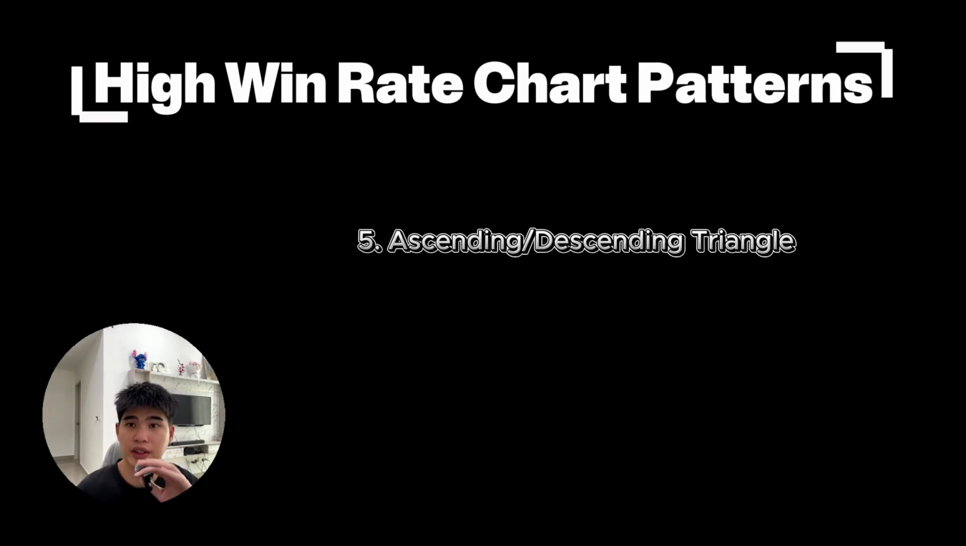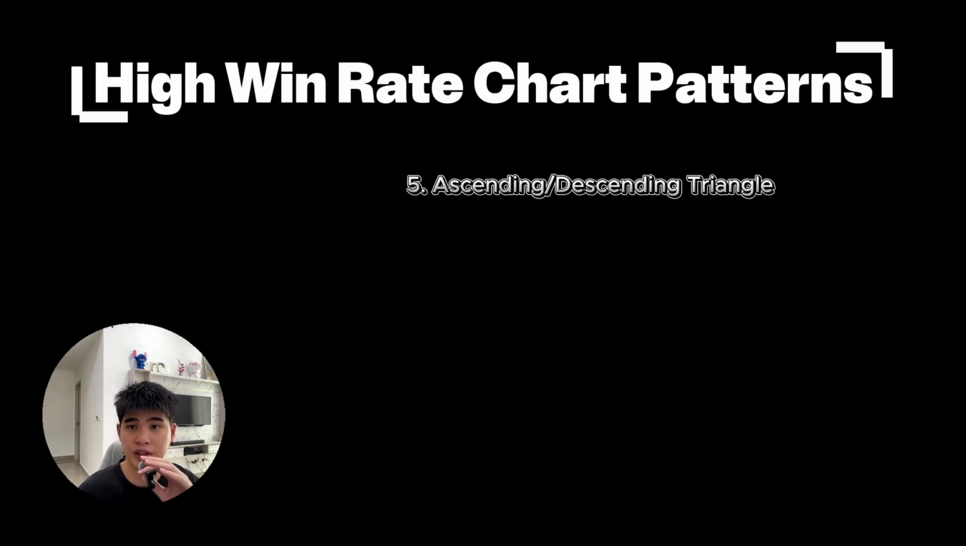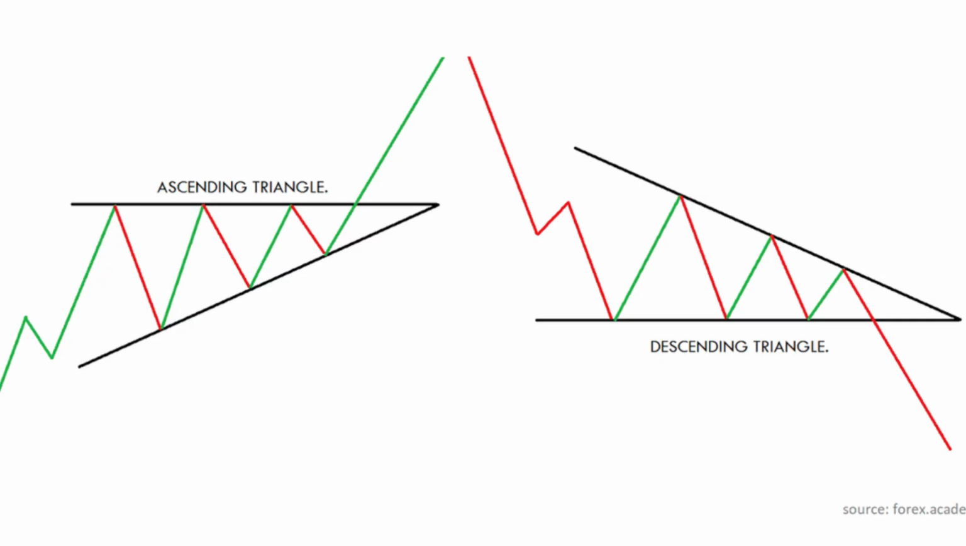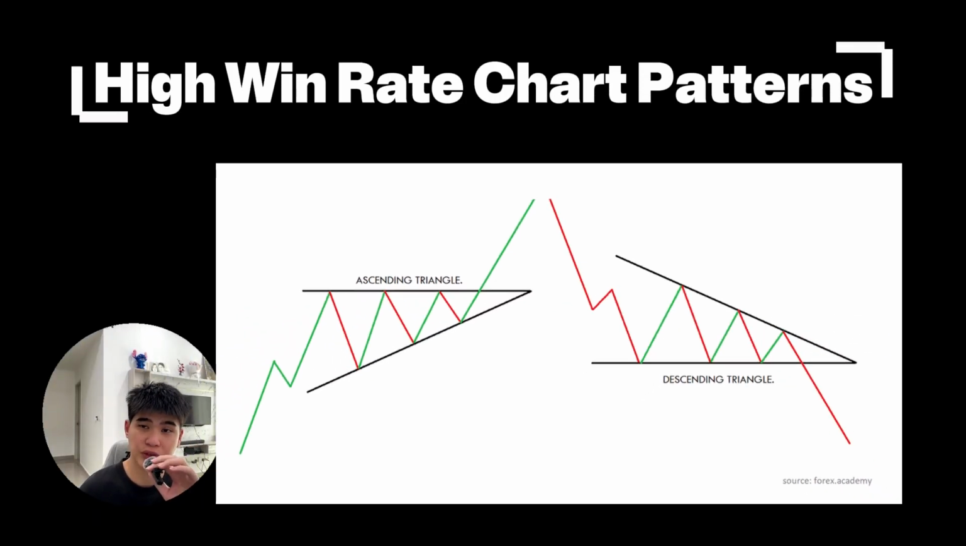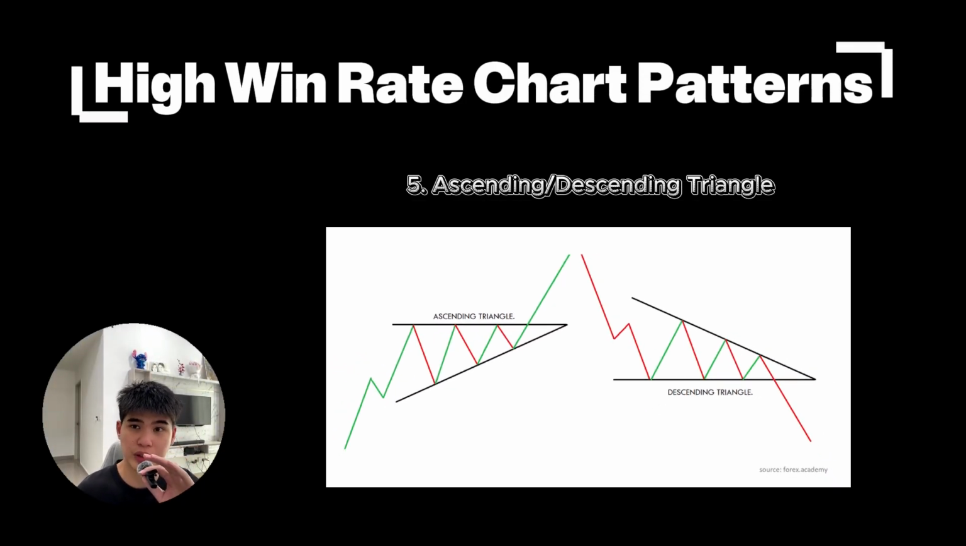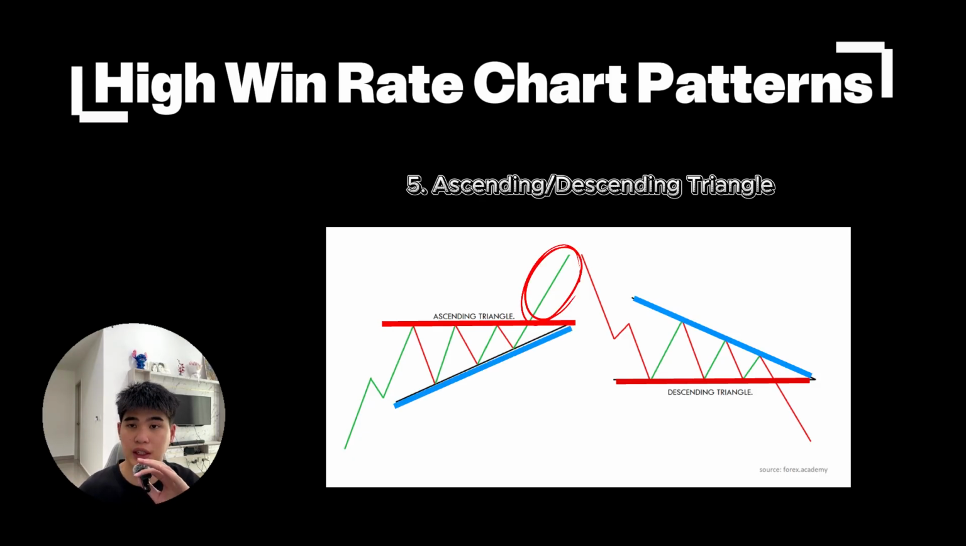Number five, the ascending triangle and descending triangle, and it looks like this. It can be a little bit similar to the symmetrical triangle, but there's a little bit of a difference. For ascending and descending triangles, we can tell that there's a straight line, and the other line is a bit diagonal. It looks like a triangle. On the ascending triangle, we are looking for a buy opportunity as long as it breaks the flat line. In the descending triangle, same thing: as long as it breaks the flat line, we go for a sell.